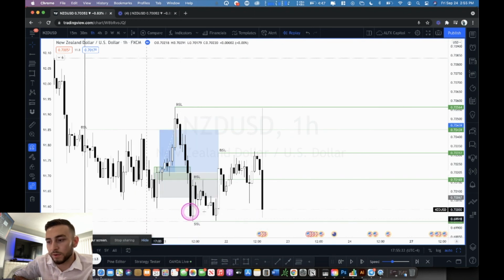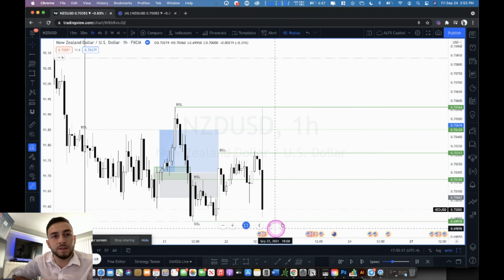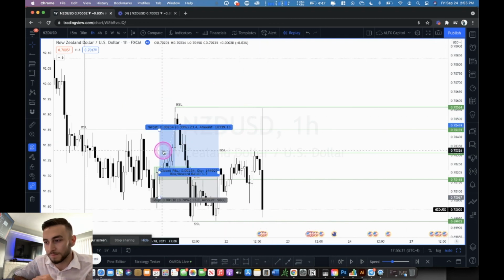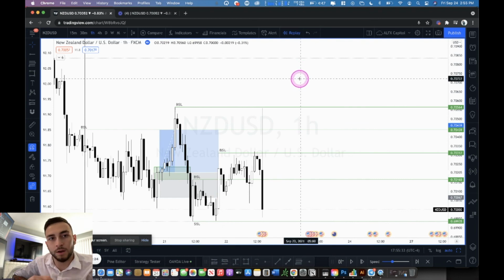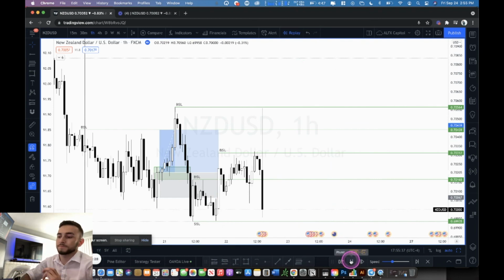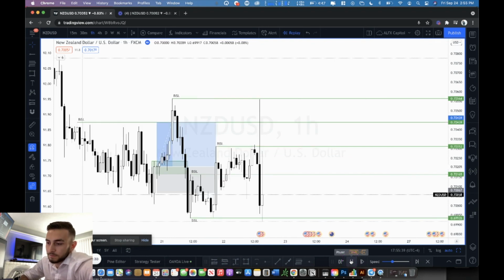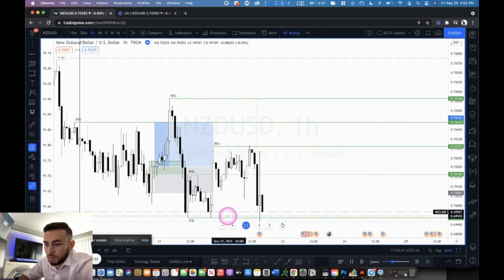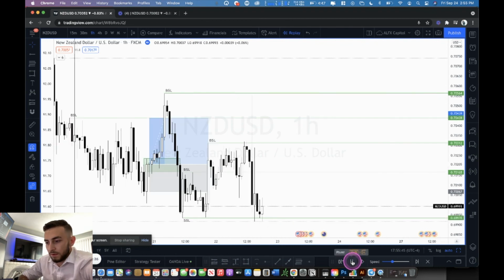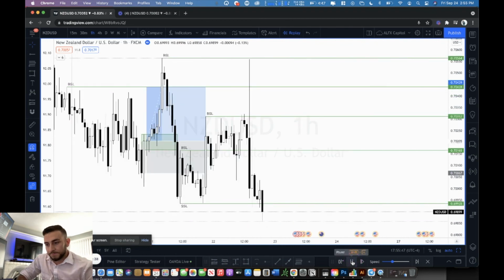We have sell side liquidity right here. The only way we're looking for buys is if this raids and gives us a smart money reversal. Only way that we're looking for sells is if price comes all the way back up here, raids, and gives us a smart money reversal. So let's see what price wants to give us. All right. Looks like price is going to raid sell side. So we're going to let price do its thing.